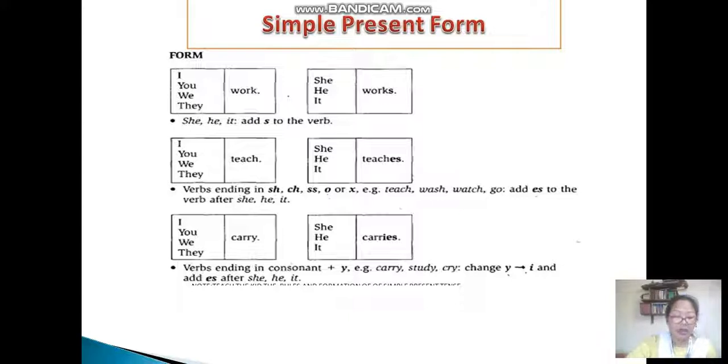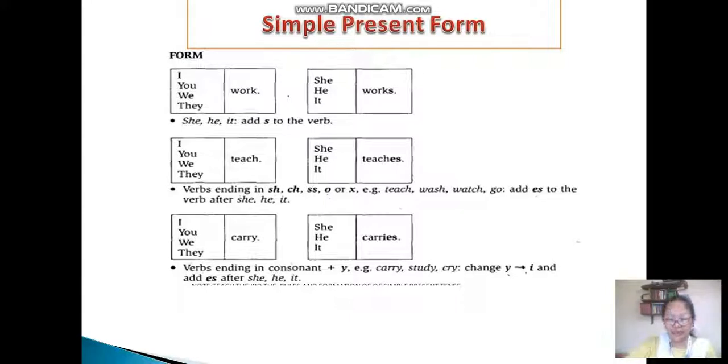And we use the first form of the verb. Here the verb is work. I work, you work, we work, they work. So with first person I and we, second person you, and third person plural they, we use the base form of the verb, the first form of the verb. And the example I gave is work.